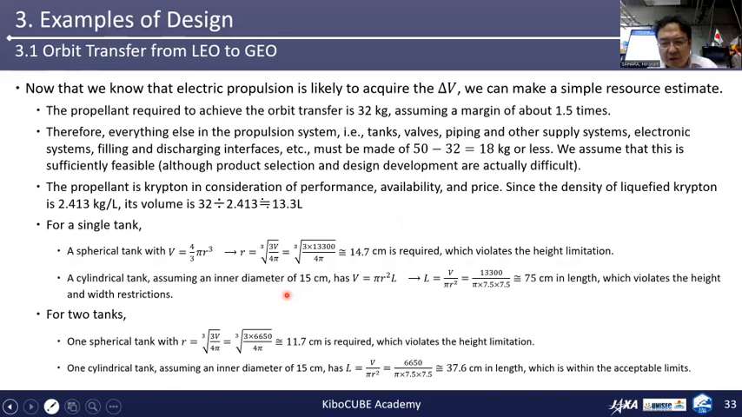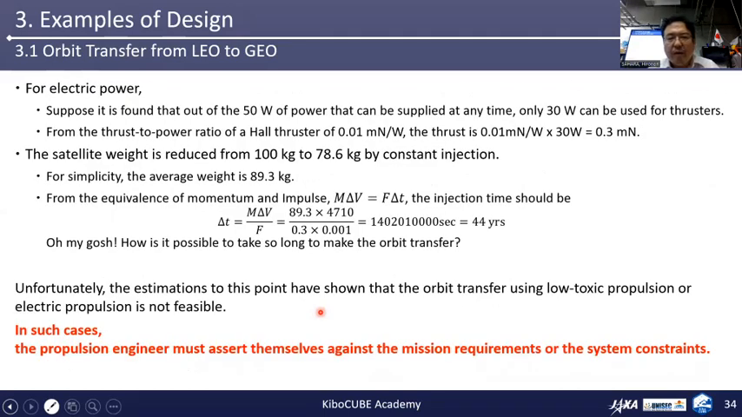If a single tank is used, it will violate dimensional limitations. If the tank is divided into two, the height limit must be exceeded. Therefore, it is very hard to comply with the dimensional restriction. On the other hand, considering the electric power, the power that can be supplied to the propulsion system at any time is 50 watts. So the thrust is 0.3 millinewton based on the thrust to power ratio of the Hall thruster. Then, by a very rough estimate, the time required for orbital transfer would be 44 years, which is not feasible.